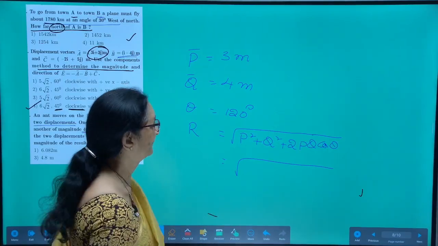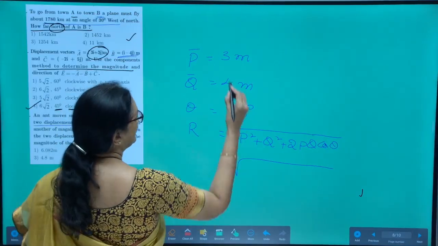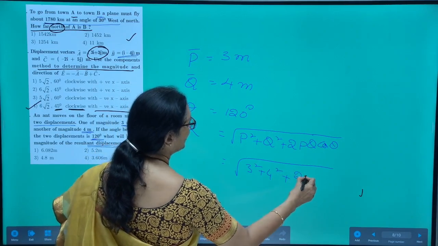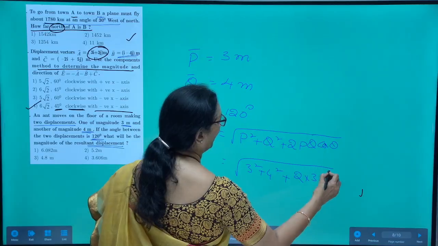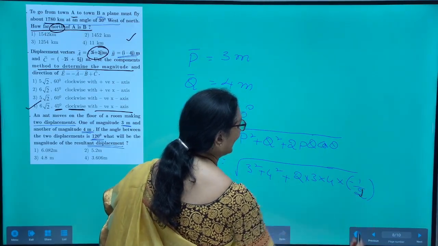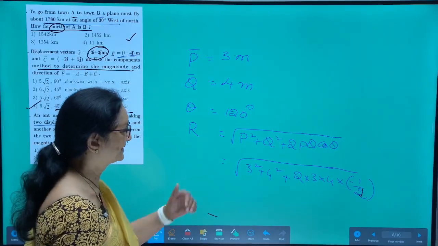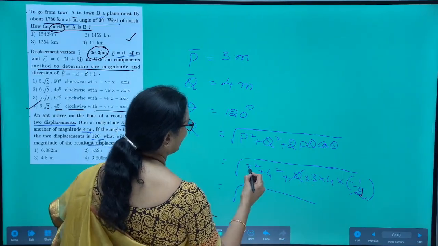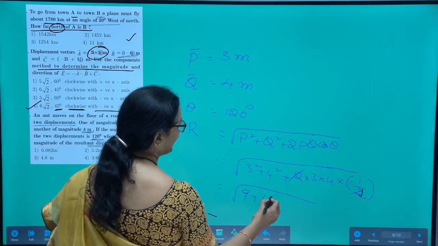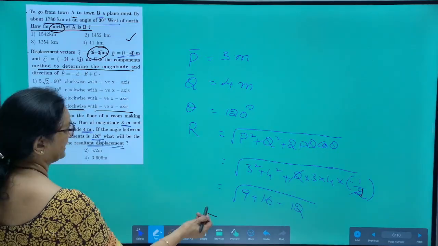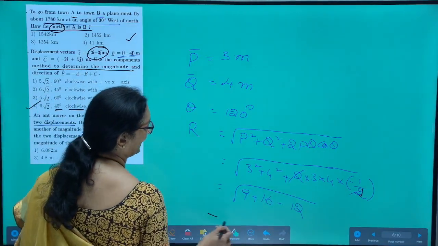Only then you can understand the class properly. So this is 3 square plus 4 square plus 2 into 3 into 4 into cos 120, which is minus sin 30, that is minus half. So this and this get cancelled. Root of 3 square is 9 plus 16 minus 12. So 16 minus 12 is 4.